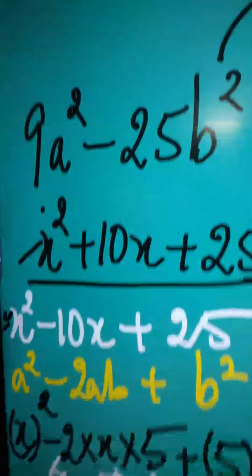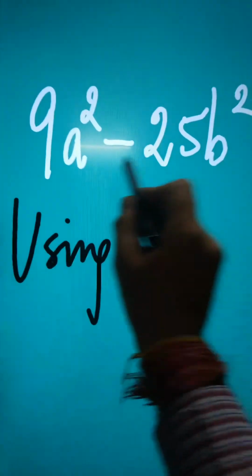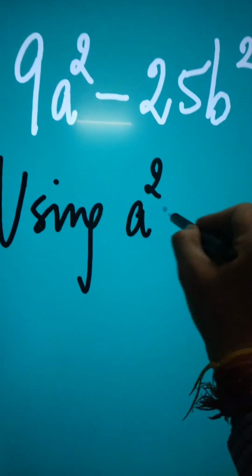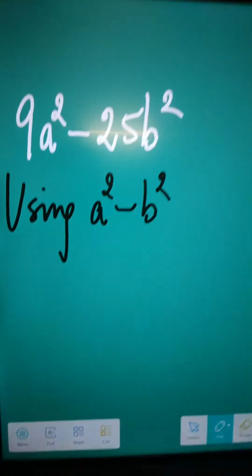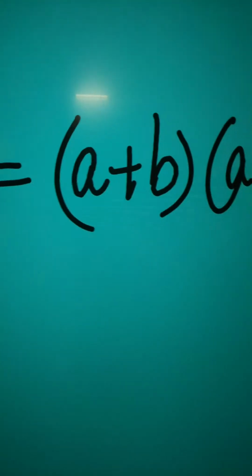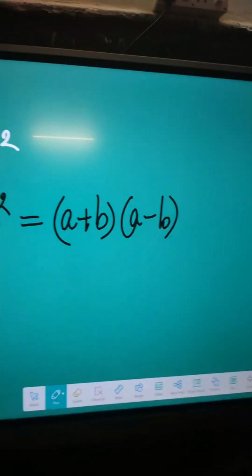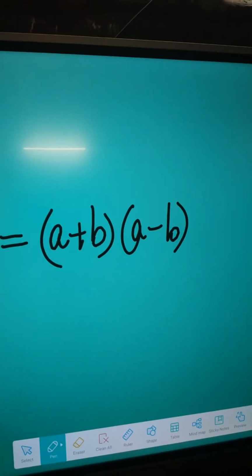Now let's do this question, and it was 9a square minus 25b square. Here I have to use another formula. This question has only two terms. You can see there is nothing common in them. I will use this formula, a square minus b square, which is equal to a plus b and a minus b. A square minus b square is equal to a plus b and a minus b.